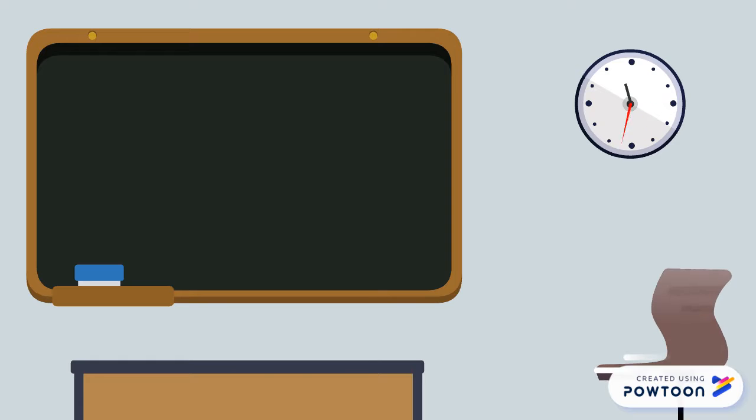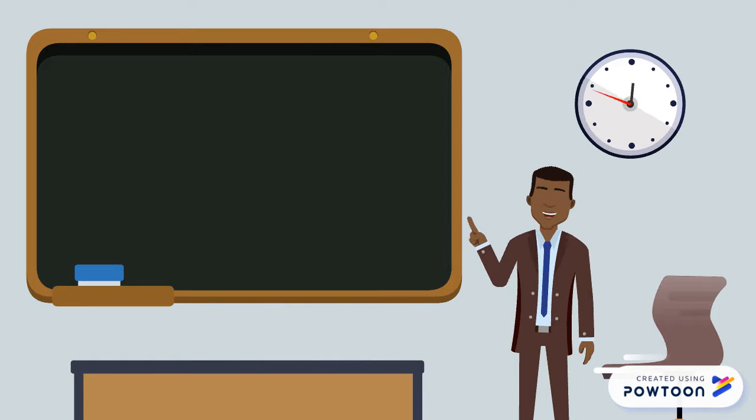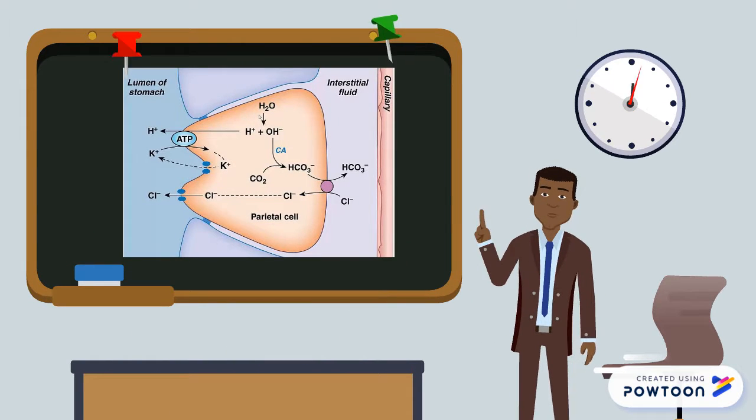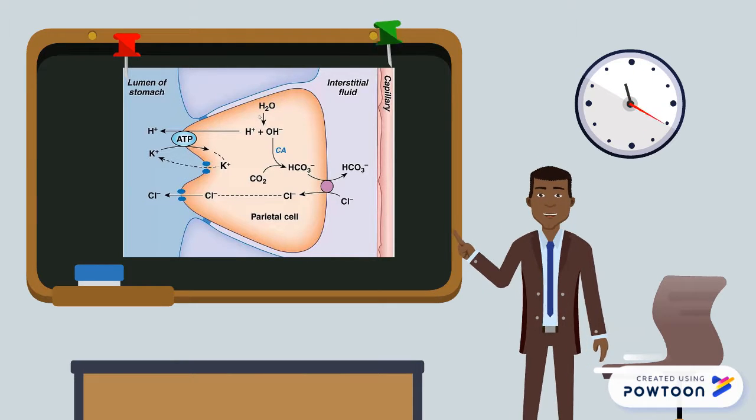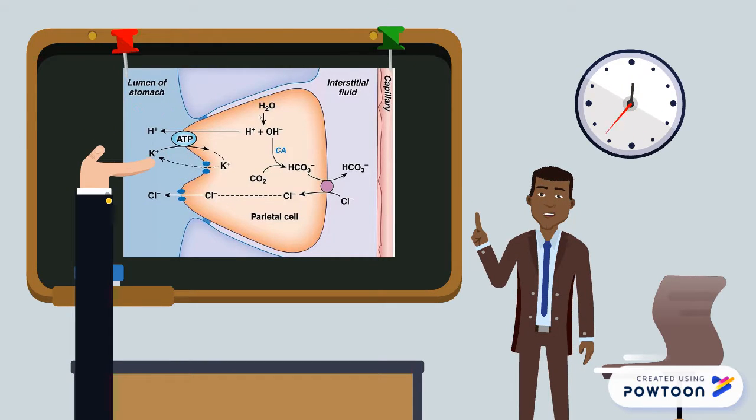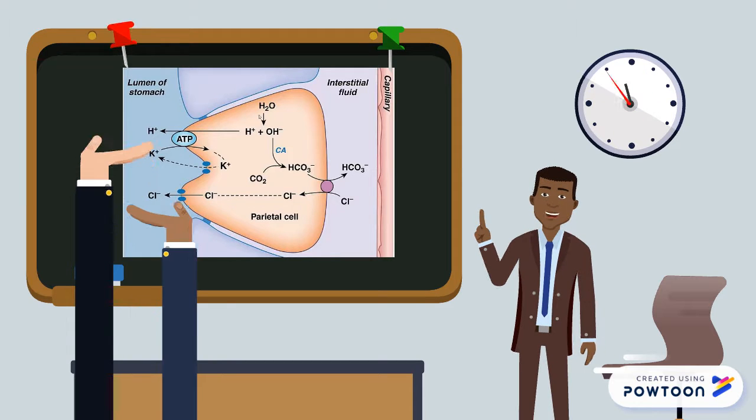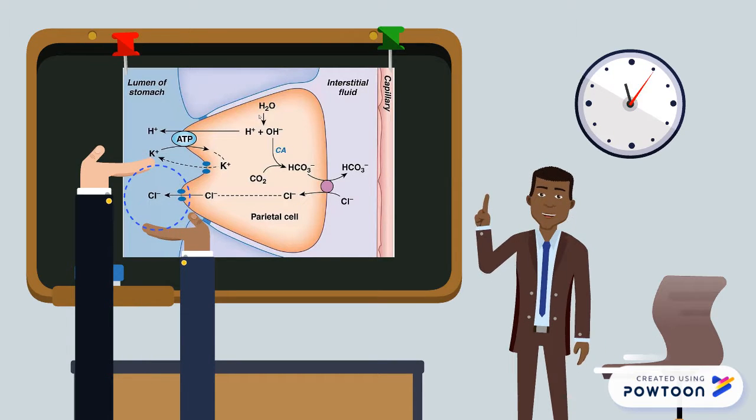Furthermore, the stomach contains pits which house different types of cells, including parietal cells, which are responsible for producing hydrochloric acid, and contain two types of pumps, including a proton pump, which pumps out hydrogen ions into the lumen, and another pump which pumps out chlorine, thus forming hydrochloric acid.